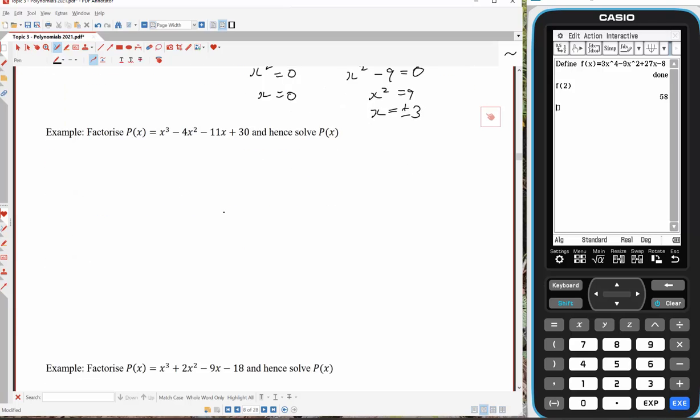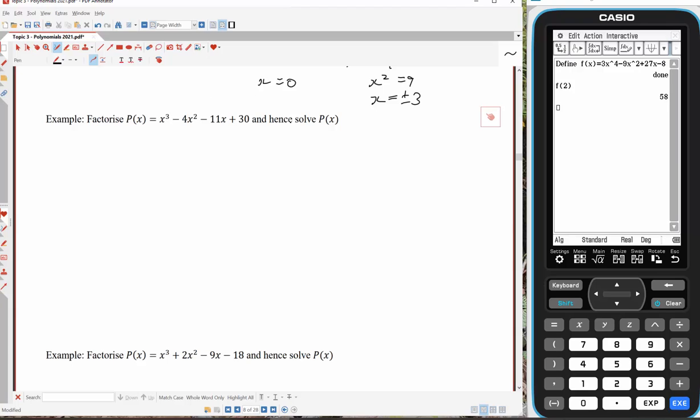Right, factorize this and hence solve p of x. All right, so what we're going to do is attempt to find a linear factor, and to do that, what I do is I just attempt p of 1. Okay, I look at this last term here, which is a 30, and I try factors of 30. So what I'm going to do is start at 1, then go negative 1, then 2, negative 2, 3, negative 3, 5, negative 5, until I hit a factor. And usually it happens pretty early.